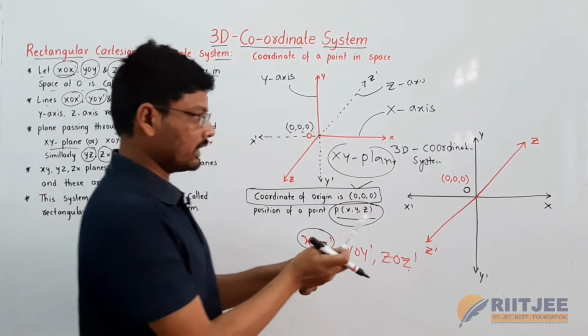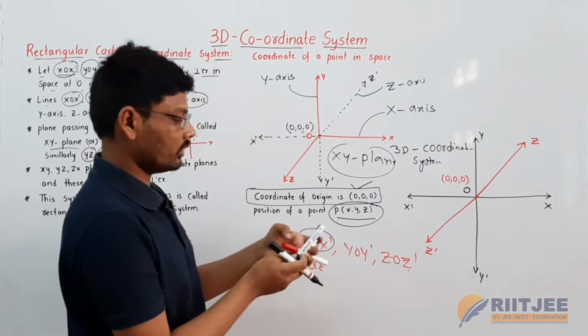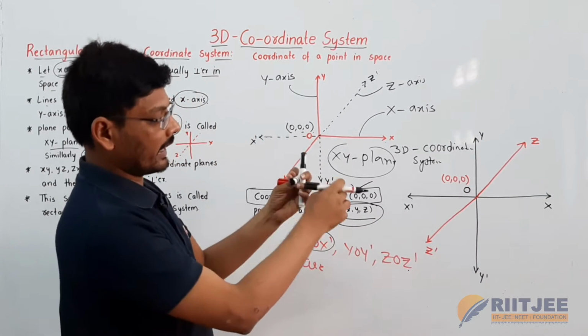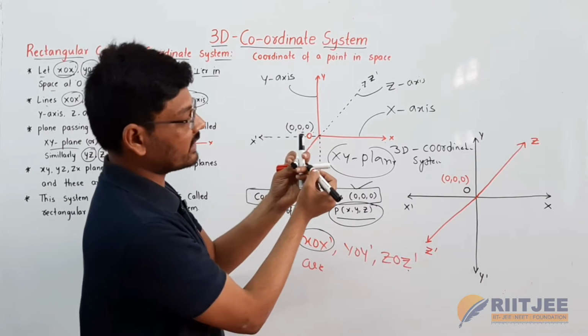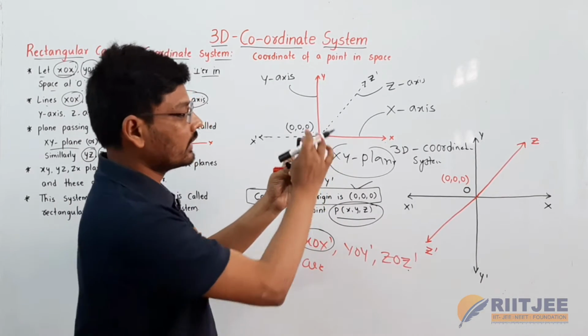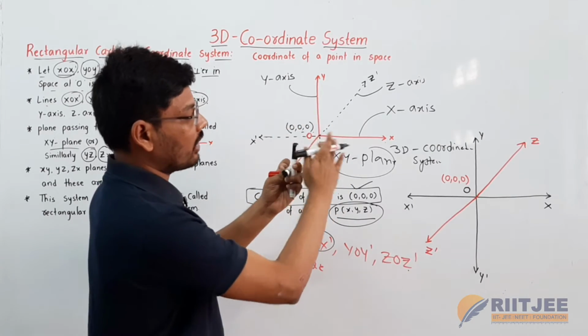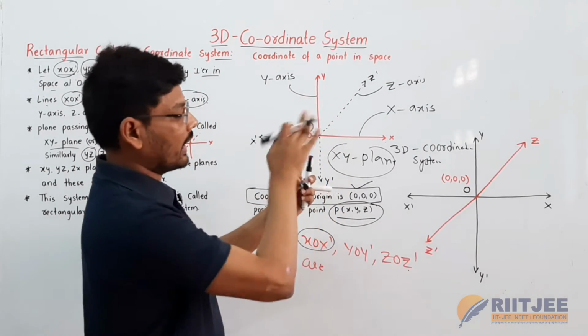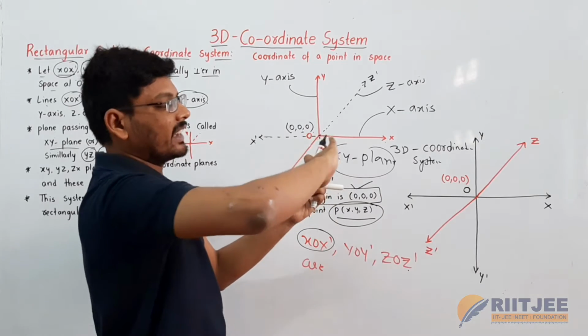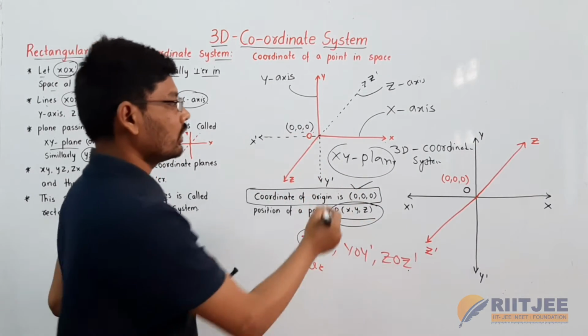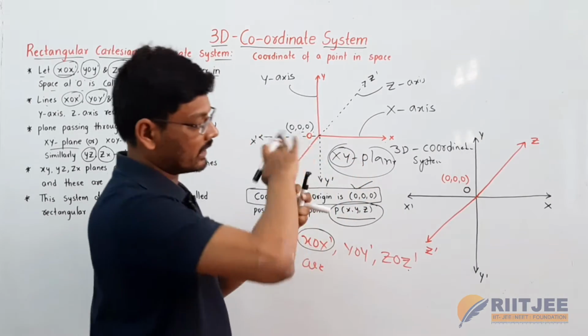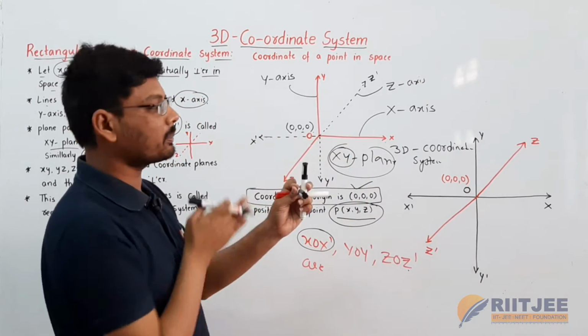If you see the diagrammatic way, these are x dash, y dash, z dash. The intersection is nothing but the origin here. This complete plane is called the xy plane, and this complete plane is called the xz plane. This complete plane is called the yz plane here. So these are the three planes.